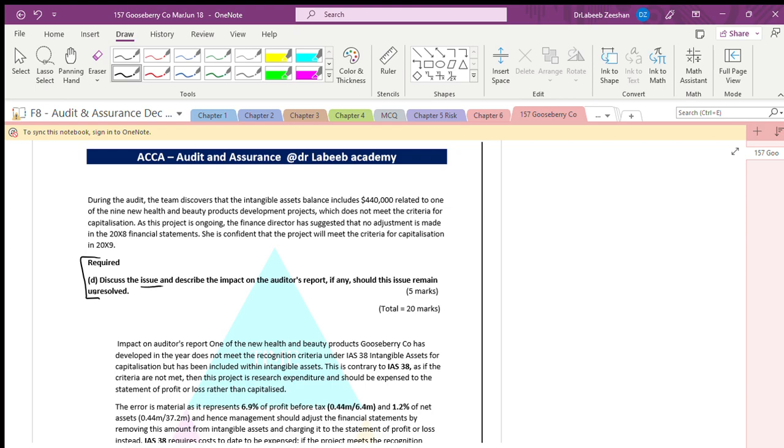Discuss the issue and describe the impact on the auditor's report, if any, should this issue remain unresolved. We have to discuss the issue, and if it is unresolved, what we have to do. It is with respect to the auditor's report. One question will be there on the auditor's report. Fine. You just list down the things.